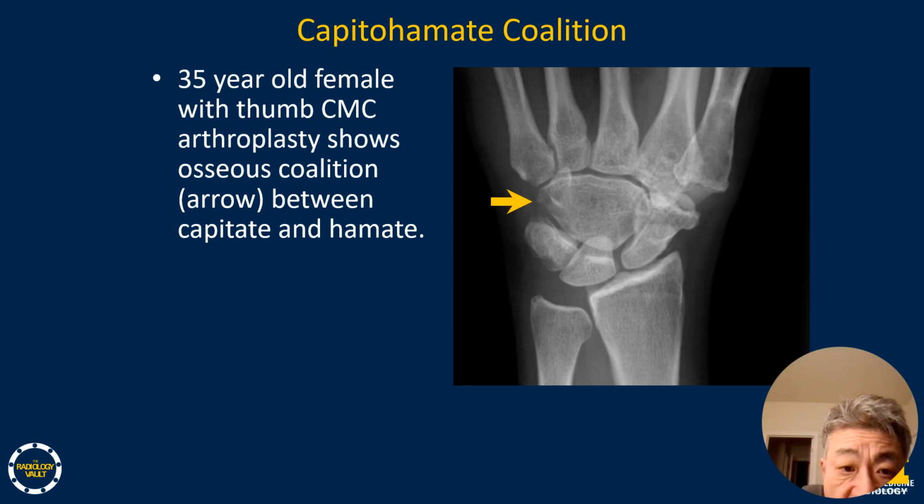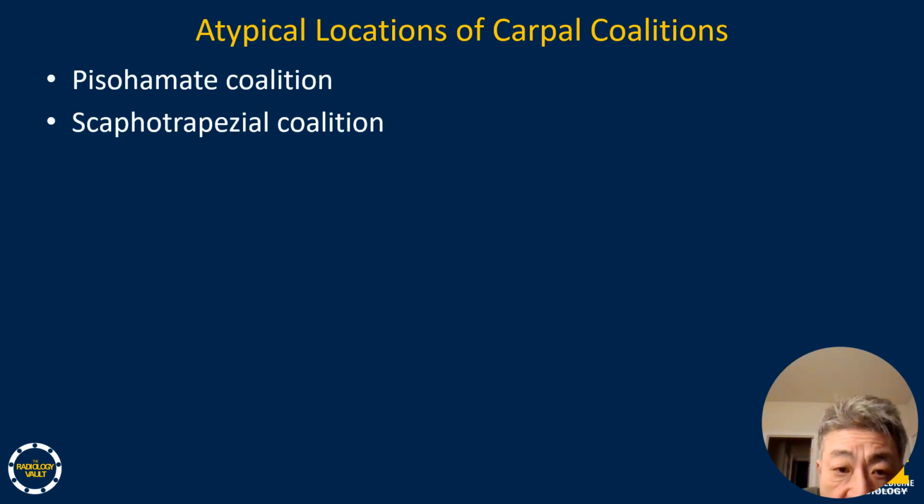A 35-year-old female with thumb carpometacarpal arthroplasty shows osseous coalition between capitate and hamate. Atypical locations of carpal coalition include pisohamate and scaphotrapezial coalition.